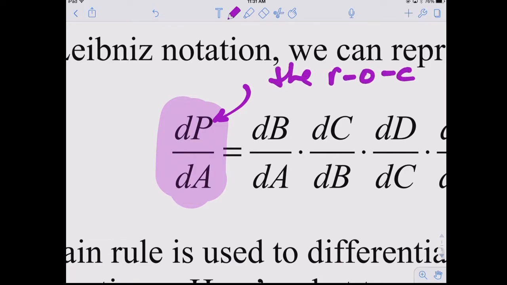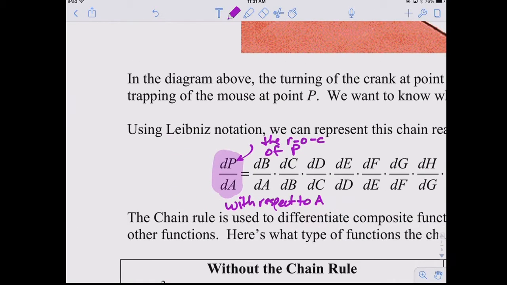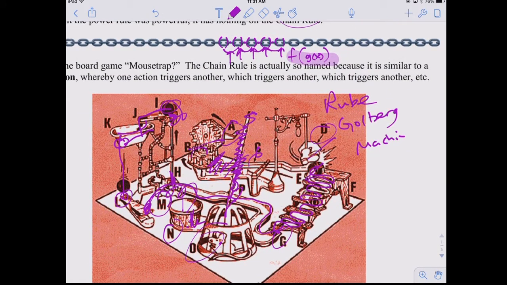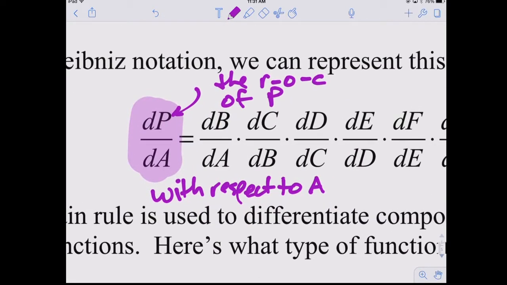The rate of change of P with respect to A. Okay? So in Leibniz notation, we can write this as dP/dA, which is the rate of change of P with respect to A. So that's essentially what happens. We do something at A, and ultimately down the line, it affects P, right? Through a sequence of chain reactions. So this would be kind of the end result.